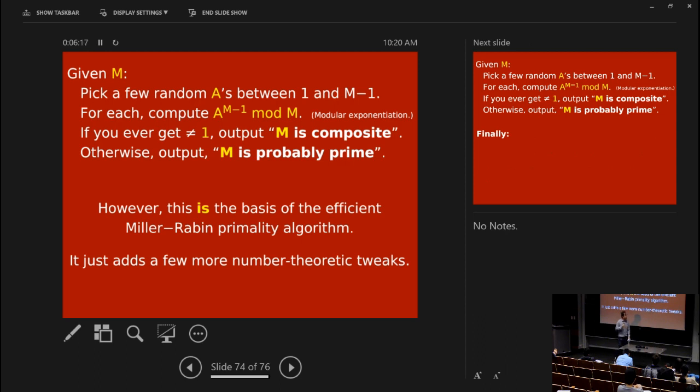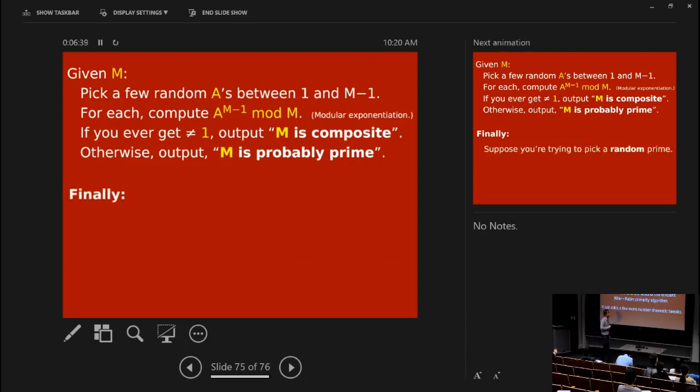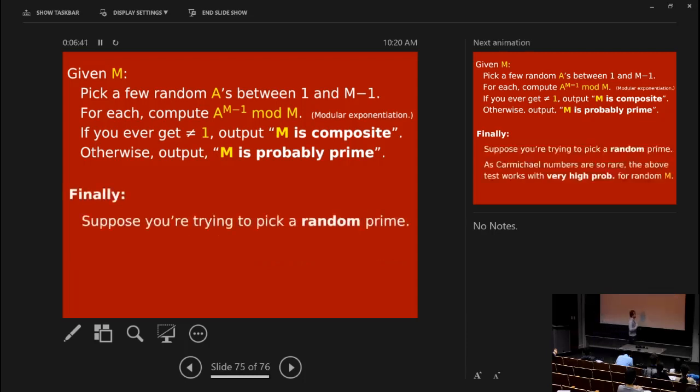In fact, this is the basis of the Miller-Rabin randomized primality test I told you about. It does this, and it does a few more extra number theoretic steps that fix the Carmichael number problem. It's a little too complicated to explain. It would maybe take an hour, so we're not going to do it. But this is the idea behind it. And let me just add one more thing.